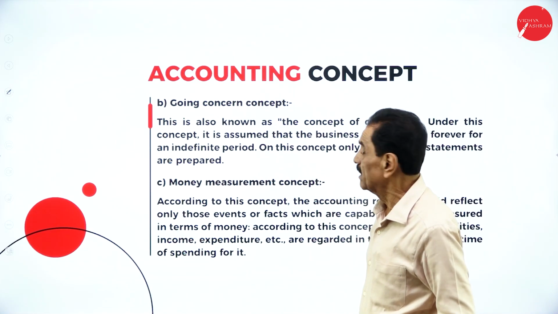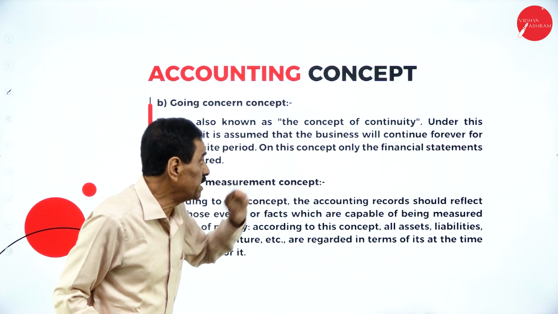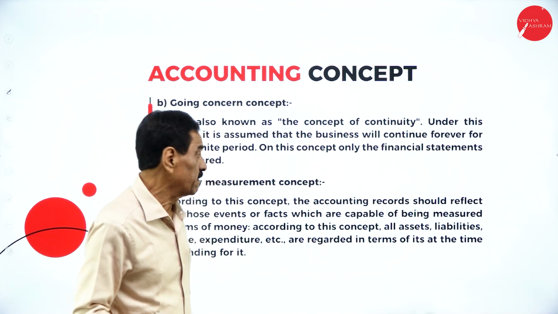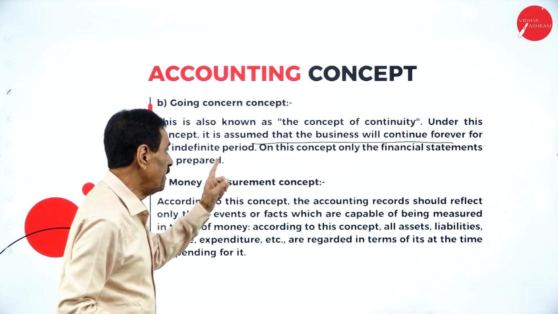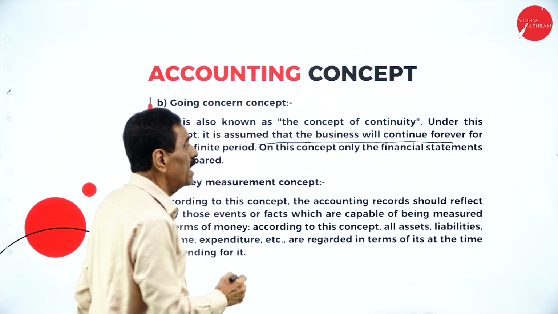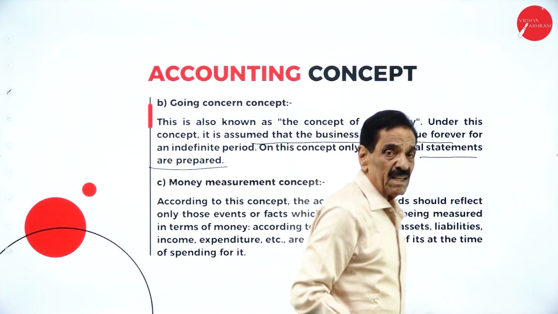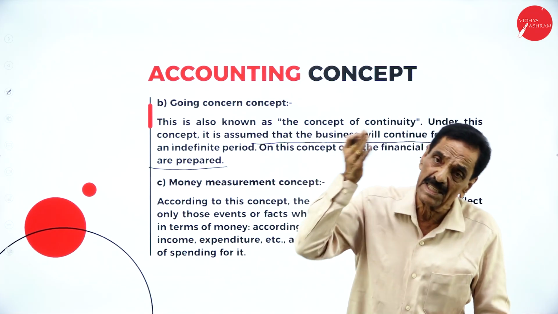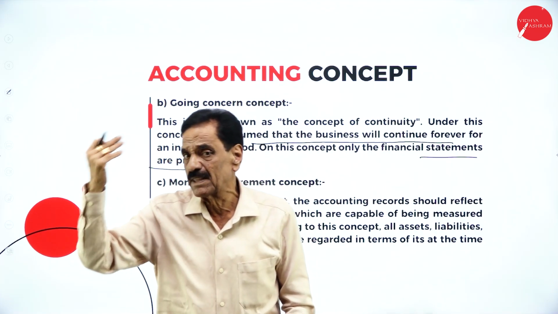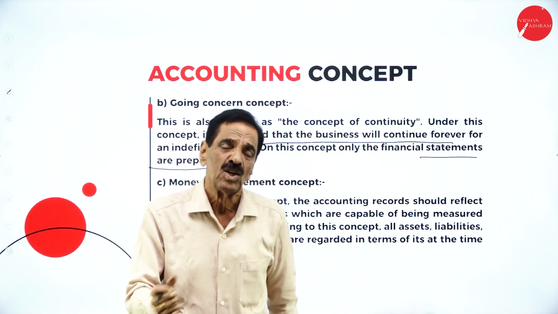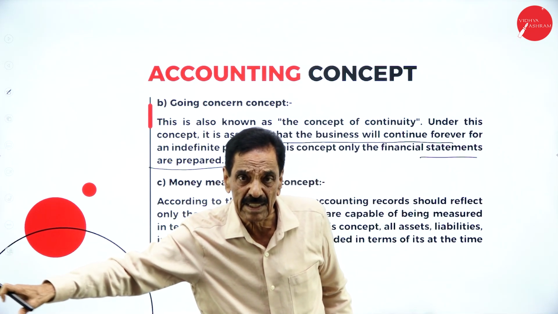Going concern concept, also known as the concept of continuity. Under this concept, it is assumed that the business will continue forever. The business does not stop. And for an identified period, financial statements are prepared. That means the business is continuous in existence. It may be a calendar year or a financial year. Starting with January and ending with December is called a calendar year. Starting with April and ending with March is called a financial year.